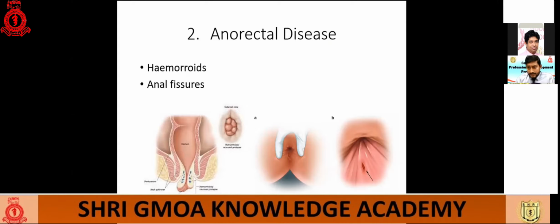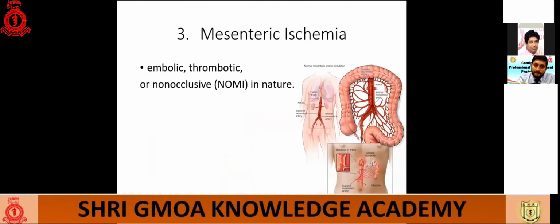The second category is anorectal disease, mainly hemorrhoids and anal fissures. These are very common, and I will talk about this in the latter part of the lecture, so I can give more details on this.